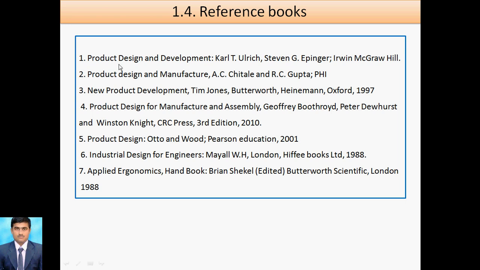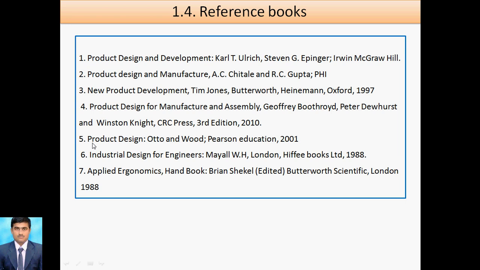So here the reference book name is Product Design and Development. The author name is Karl Ulrich. Second book title is Product Design and Manufacture. The author is A.K. Chitale. The next title is New Product Development, Tim Jones, the next author. The next is Product Design for Manufacturing and Assembly, and the author is Geoffrey Boothroyd.